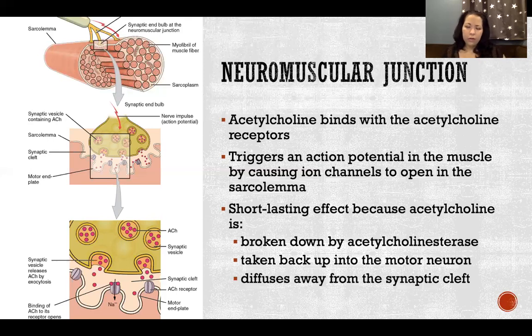The acetylcholine could also be taken back up into the motor neuron. So it could actually be taken back up into that synaptic end bulb, and it'll be recycled. It'll be reused by that cell for the next signal to contract. It also could be taken up by neighboring glial cells or neuroglia, and we'll talk about those later on when we talk about the nervous system.